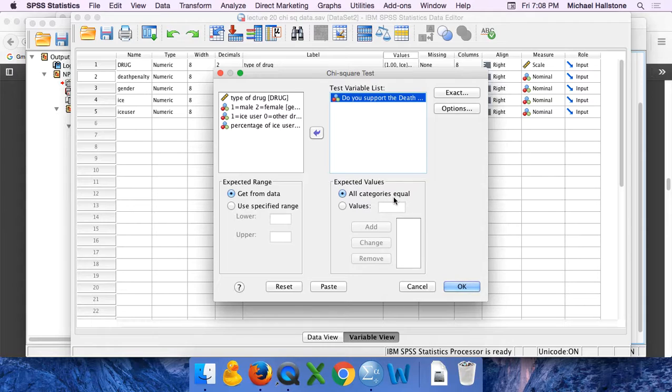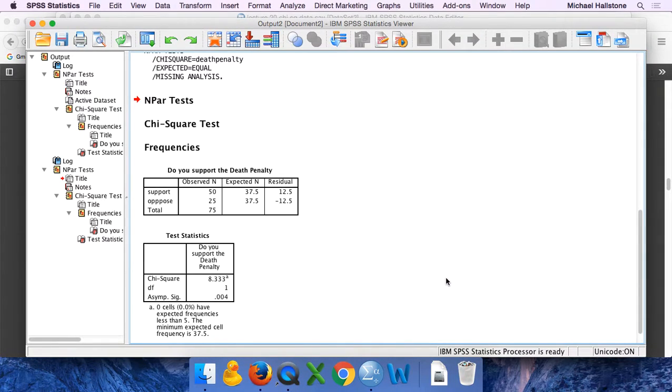Here I'm going to have all categories be equal. If I wanted to have different customized categories, I could put them in here and I would add them. But I'm just going to have them be equal for right now. When I press OK, there were 75 people total, with an equal percentage in each category in the population. Half of 75 is 37.5. That's why those are there.